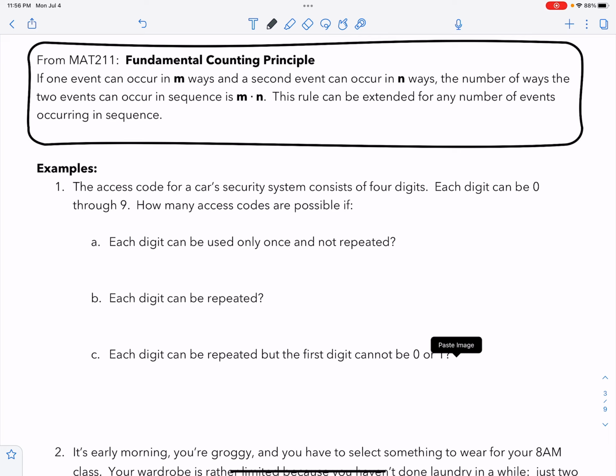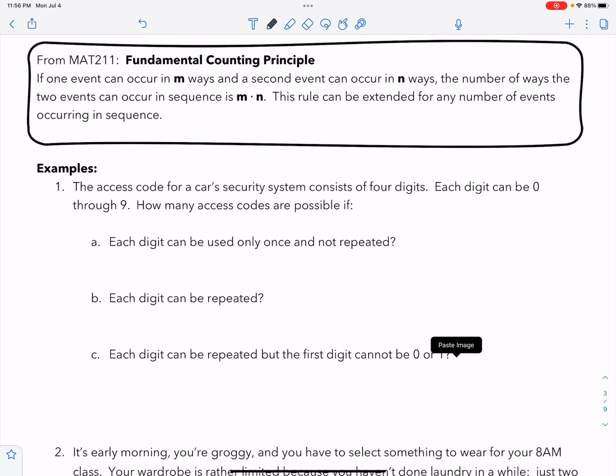So the fundamental counting principle says that if you have events that occur m and n ways, in this case 2 events, that if they are in a certain sequence, you can multiply the total number of outcomes to find the total number for the experiment. Makes more sense if we see an example. So with that being said, let's jump into example 1.